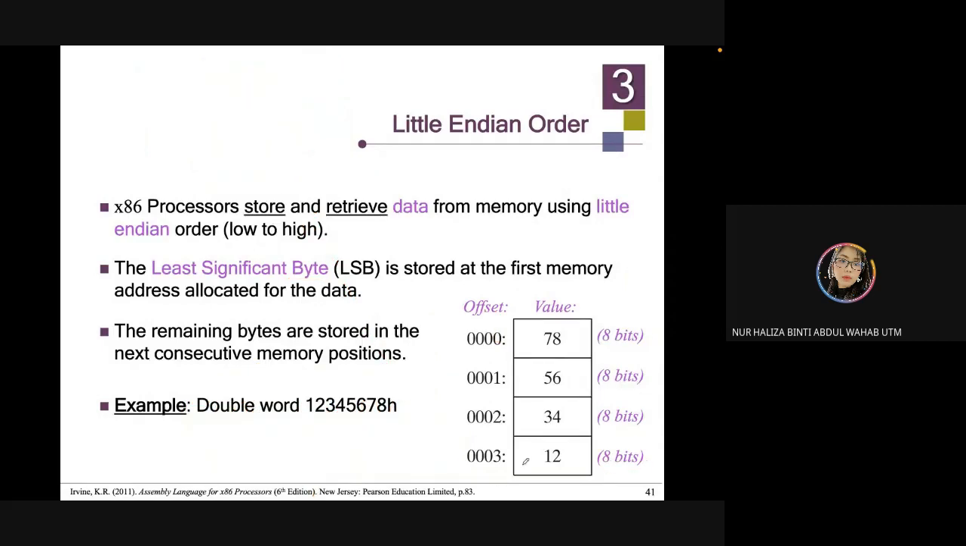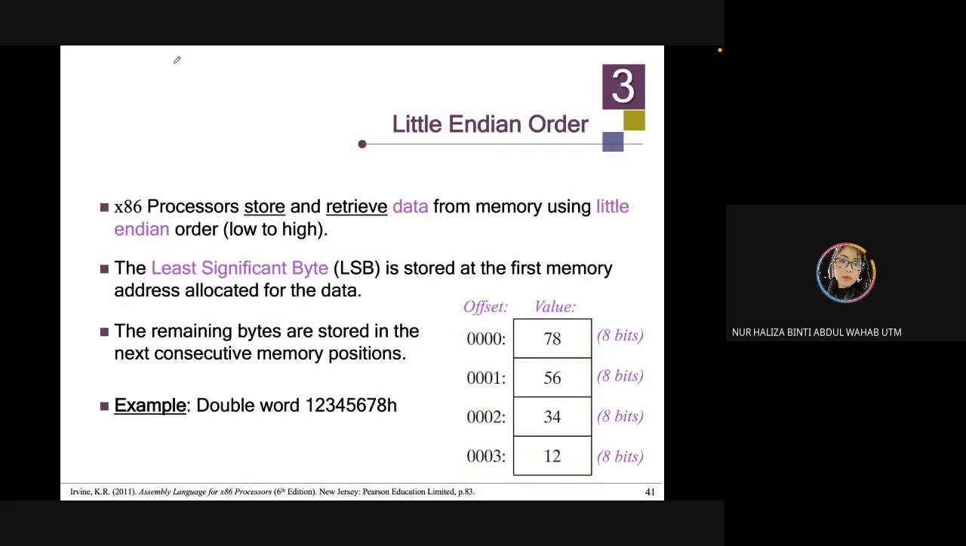Okay, let's say you were given with this. How are you going to know Little Endian? The one at the end will go in first. The one at the end will go in first. And then after that, the one at the end will come out first. That is the thing under Little Endian order.